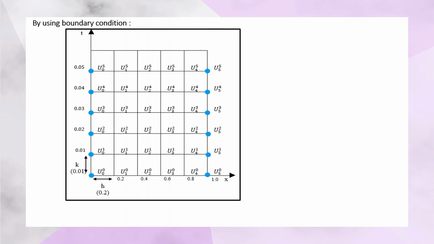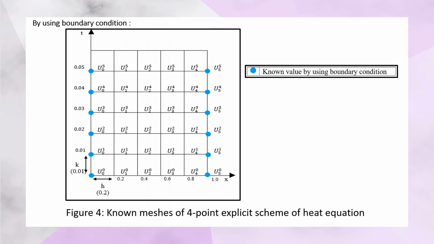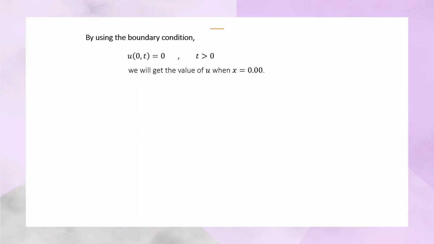Next, I will explain how to find the values for the points by using the boundary conditions, which are represented by the blue color points. From this mesh, we only focus on the left and right sides. By using the boundary condition, we will use the equation u(0,t) equal to 0, where t is more than 0. Then, we will get the value of u when x is equal to 0.0. And also, u(1,t) is equal to 2t, where t is more than 0. Then, we will get the value of u when x is equal to 1.0.